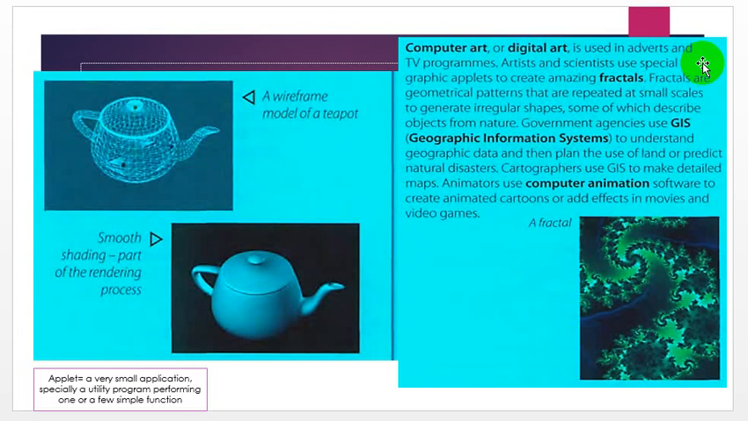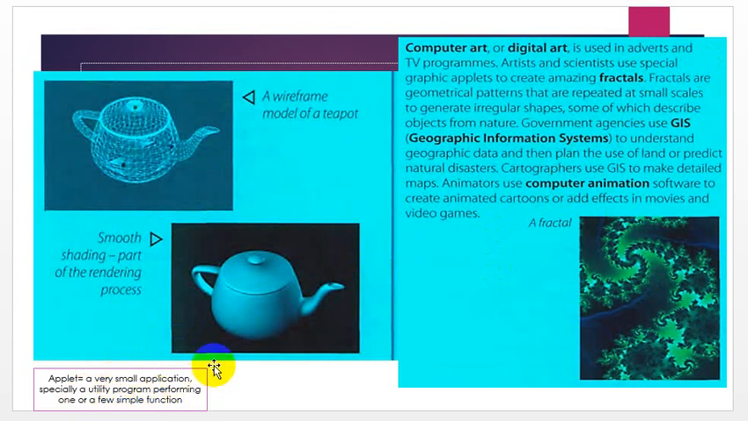Cartographers use GIS to make detailed maps. Animators use computer animation software to create animated cartoons or add effects in movies and video games. This is a fractal. Fractals are geometrical patterns.